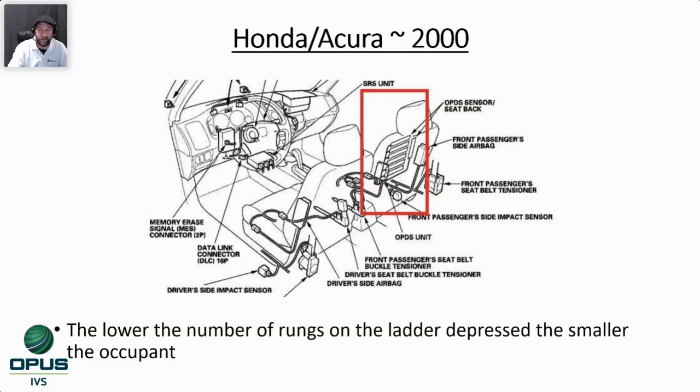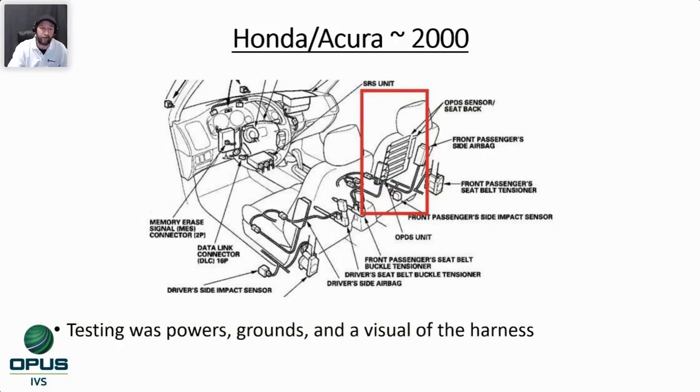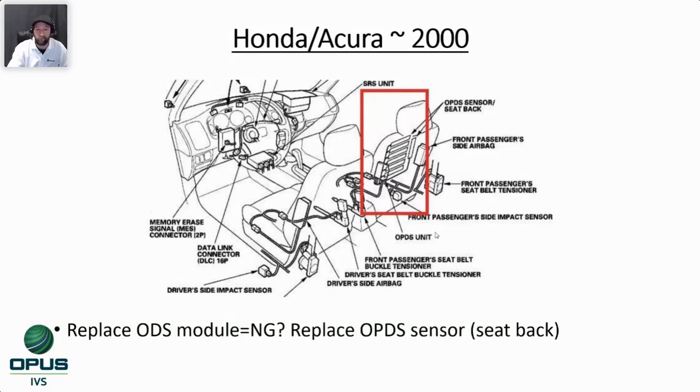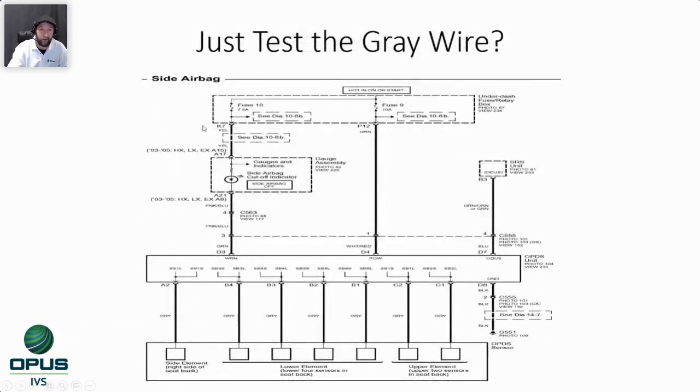So the lower the number of the rungs on the ladder depressed, the smaller the occupant, and vice versa. The more rungs that we touched towards the top, obviously it was a larger person and probably more weight. So testing on these things was very simple. We had power, grounds, and a visual of the harness. We'll get right into that diagram now.